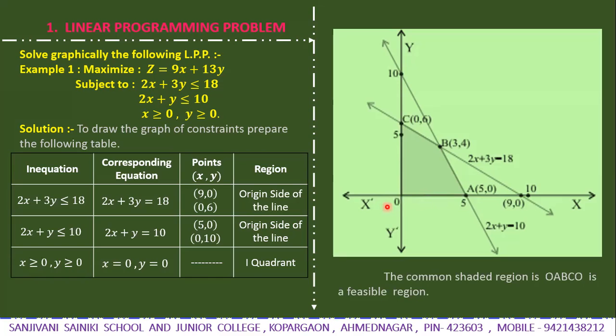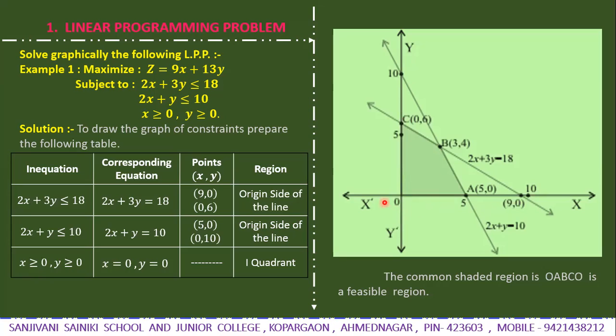So what we will do now, we will state the feasible region. The common shaded region O, A, B, C, O is the feasible region. We also call them the corner points of the feasible region. These are the corner points. So our next work is to find the coordinates of these corner points O, A, B, C.